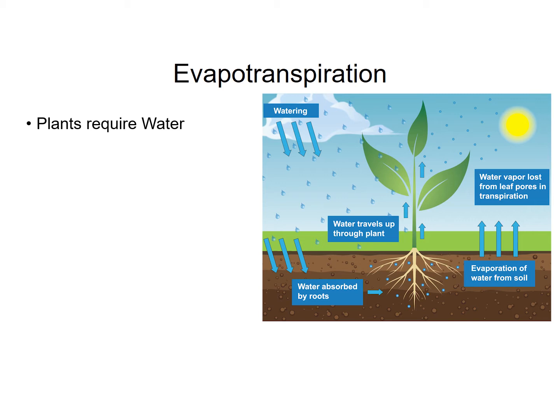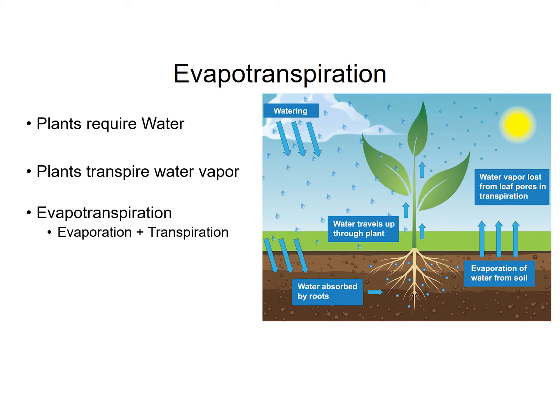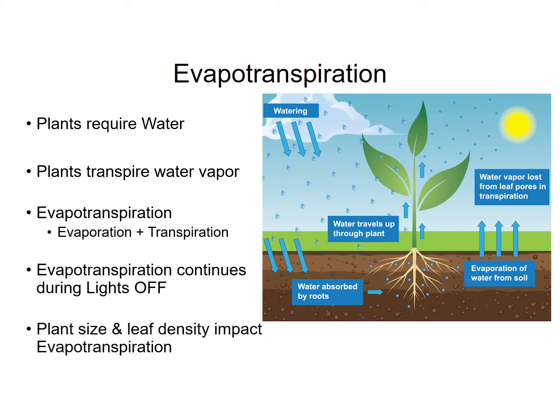This water evaporates constantly. Additionally, plants transpire water vapor during photosynthesis. The evaporation and transpiration together are called evapotranspiration and increase humidity in the space. This humidity load needs to be offset with dehumidification. Even during the dark period in an indoor plant environment, there is still a good deal of evapotranspiration that must be addressed. The amount of evapotranspiration is proportional to the size of the plants and their leaf density.